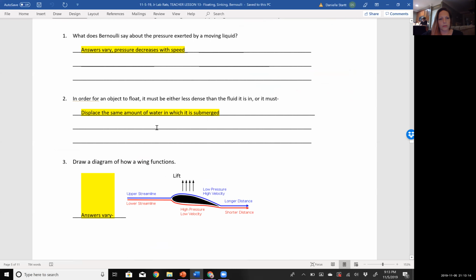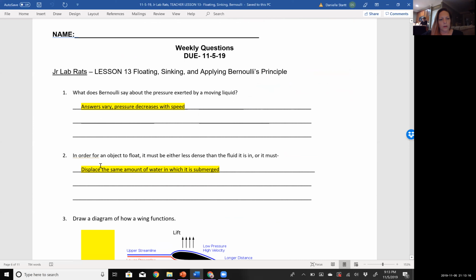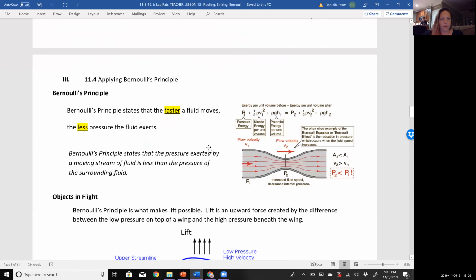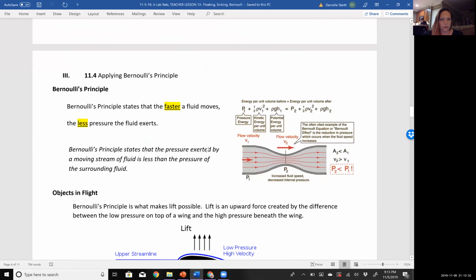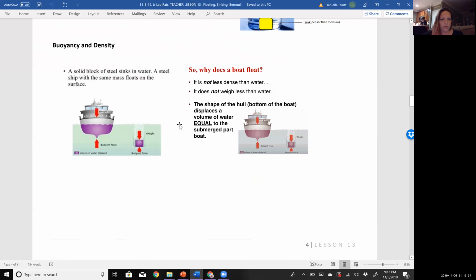That's the general idea. And then in order for an object to float, it must either be less dense than the fluid it is in, or it must what? And this answer is going to be displace the same amount of water in which it is submerged, or same amount of fluid. In this case, we're talking about boats probably. So go right there to that image if you need to review.